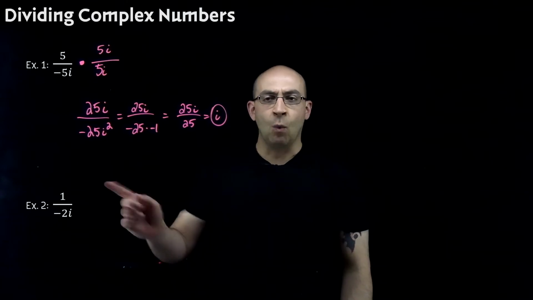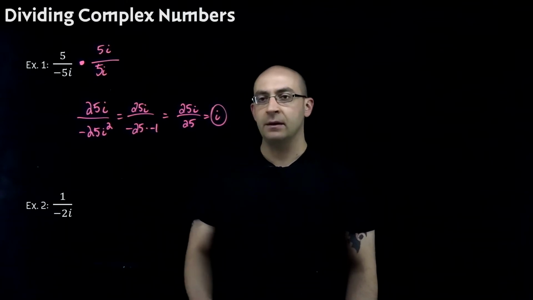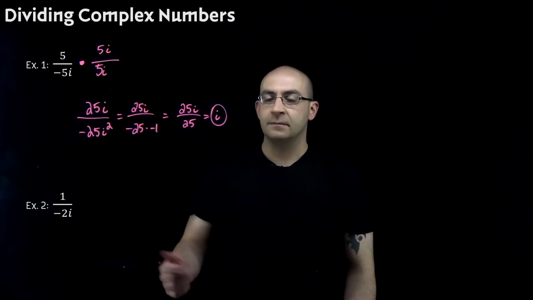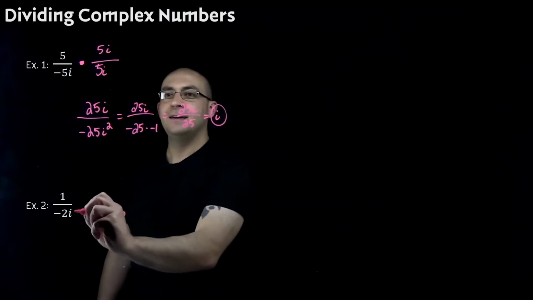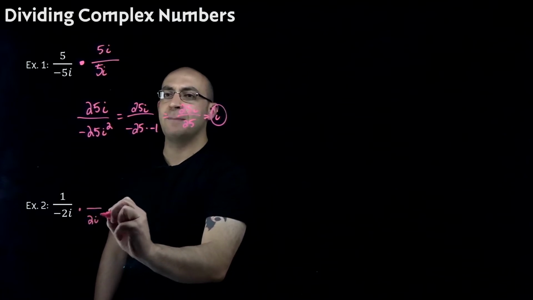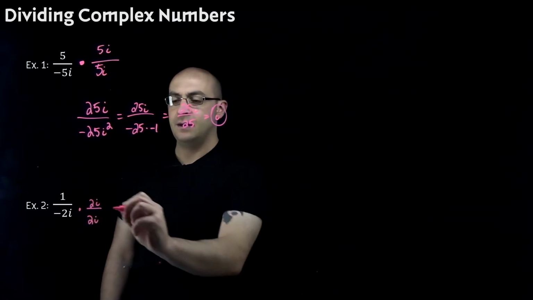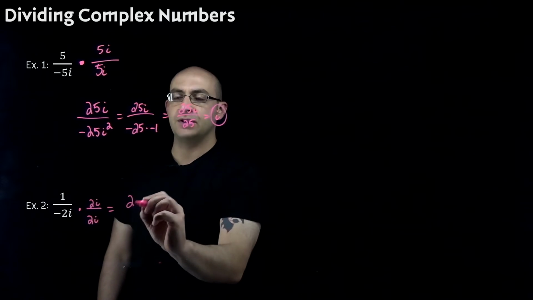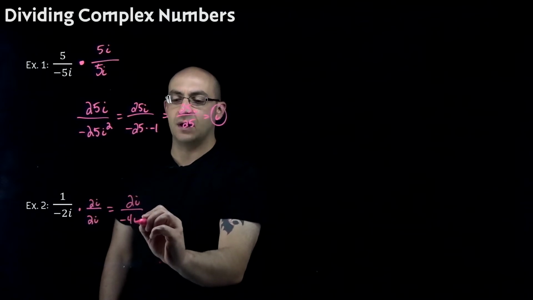Here, 1 divided by negative 2i. Okay, well, what's the complex conjugate? 2i. Good. So let's do that. We're going to multiply on both top and bottom by positive 2i. We're going to multiply across, which gives us 2i over negative 4i squared.